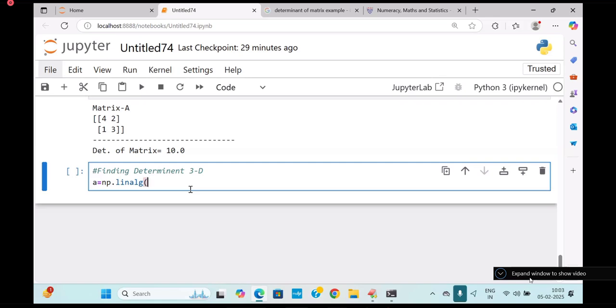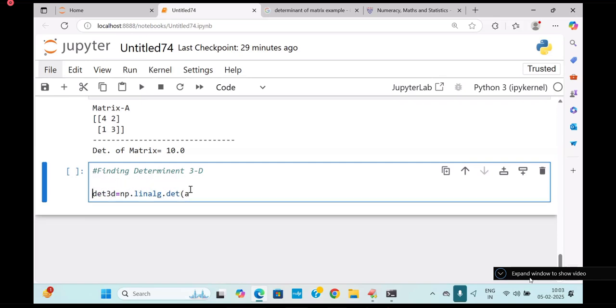I will take one matrix. I will pass A to det. Det of 3D. Before that I am writing what A is. What do I need to take in A? np.array or np.identity.